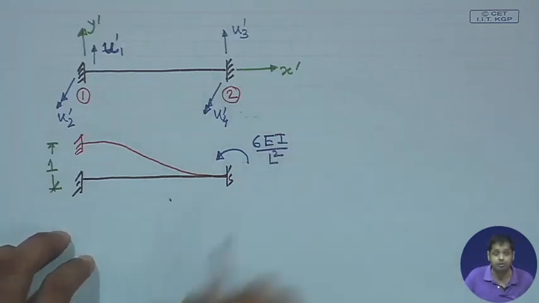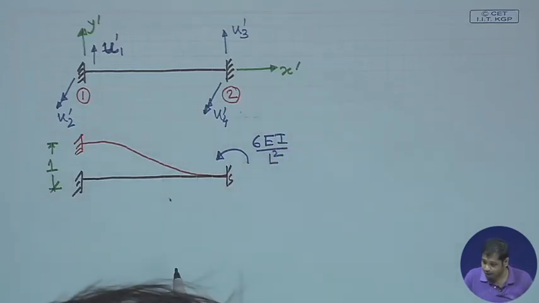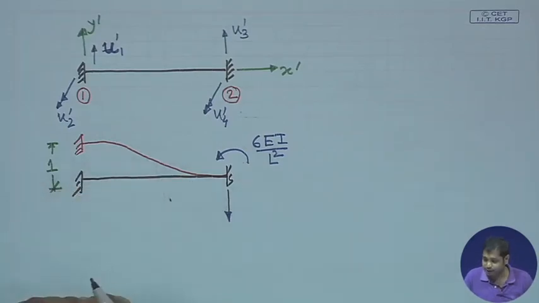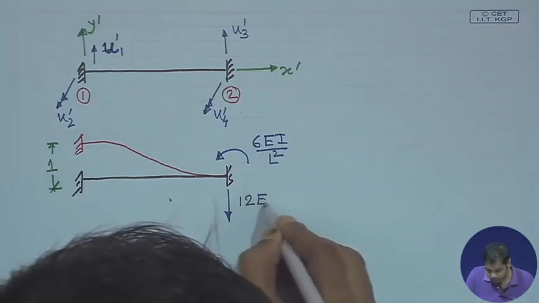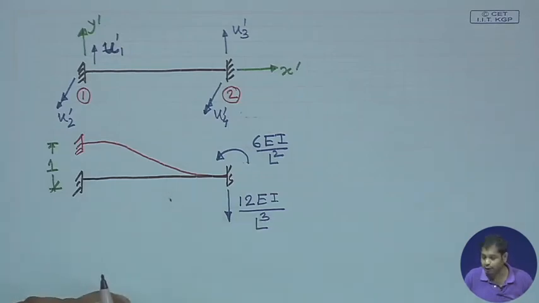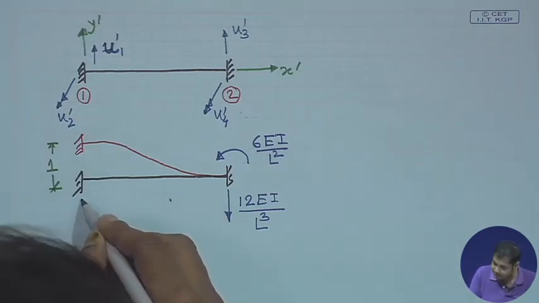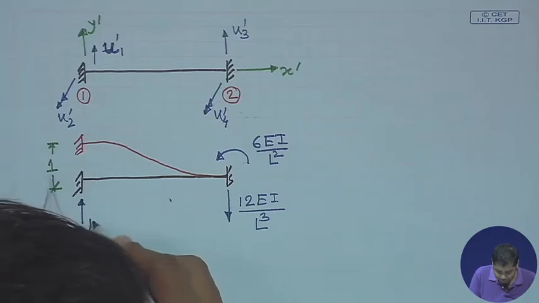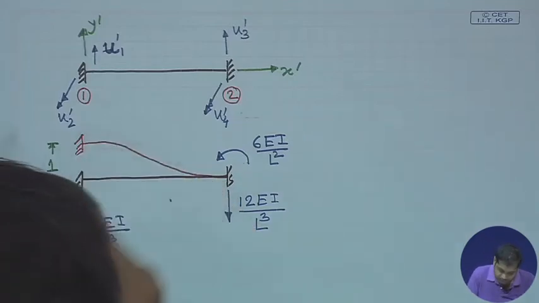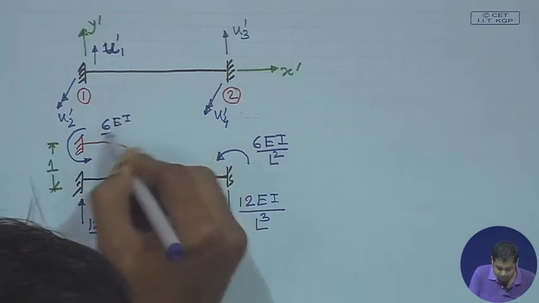We have already derived this value. If you please refer to the lecture when we discussed the slope deflection method. And for this there will be a reaction force generated in this direction, and that value will be 12 EI by L cube. Okay. And similarly, there will be a reaction generated in this direction, whose value will be 12 EI by L cube, and then a moment generated in this direction, and this moment value will be 6 EI by L square.